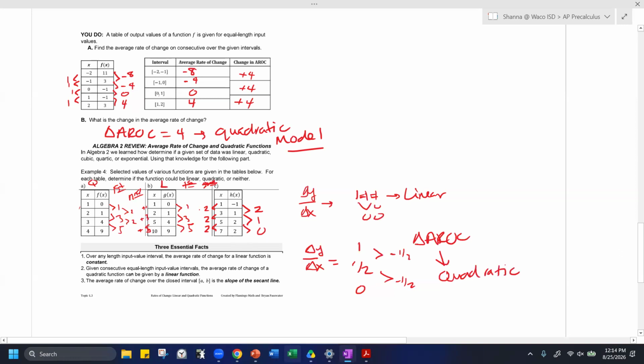Okay, so hopefully you came to that conclusion. At the end, the 3 things that you need to walk away from this lesson is understanding that over any length input value interval, any length, no matter how spaced they are, the average rate of change for a linear function is always going to be constant. Next, given consecutive equal inputs, I can use the Algebra 2 method of finding the second difference.